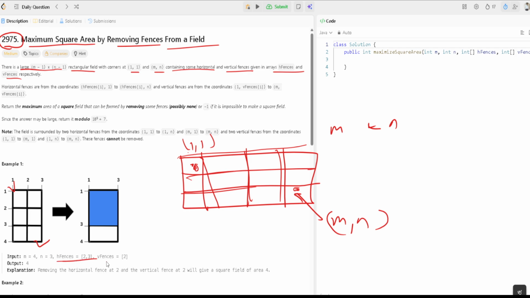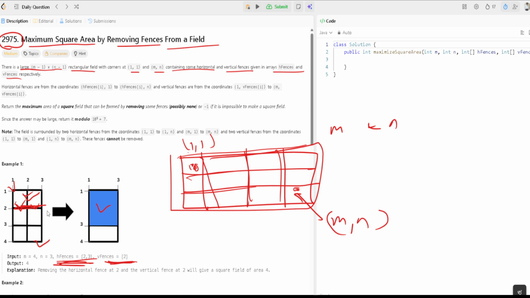After the rectangle, we are given horizontal fences and vertical fences at certain y positions and x positions. Now these fences divide the field into many smaller rectangles, as you can see here. Let's suppose we are allowed to remove some of the fences: we'll remove these two horizontal fences and these vertical fences. Can we say that this will make this one? Yes, we can say that.